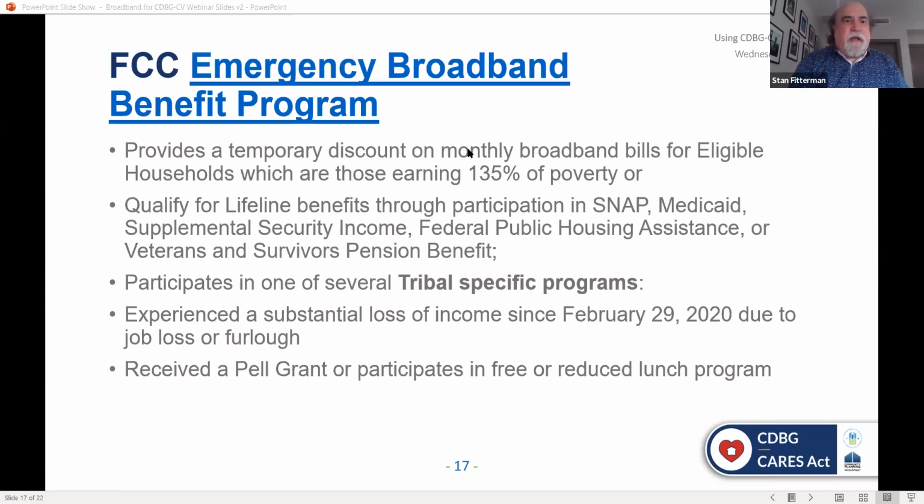So let's talk for a second about some other ways that we can get assistance to families on broadband. The FCC has an emergency broadband benefit program. It's available to folks that are either making 135% of poverty or less, or have SNAP, Medicaid, SSI, live in assisted housing, or participate in one of several tribal specific programs. I didn't have room to put them all, I apologize. It also covers those who experienced a substantial loss of income since February 29, 2020, or received a Pell Grant or participate in the reduced lunch program. So basically a lot of opportunities for folks to be able to get assistance based on these criteria.